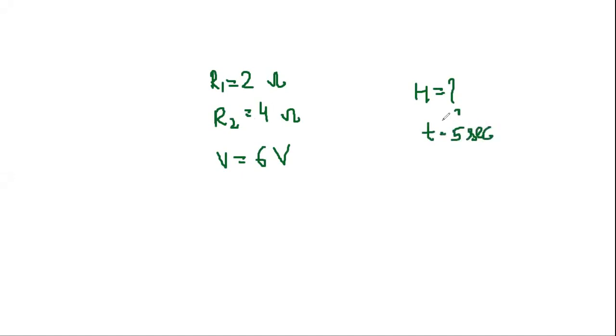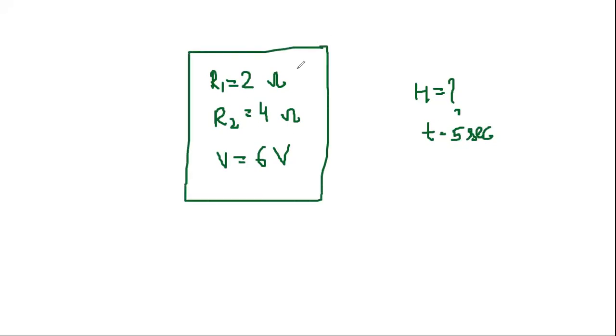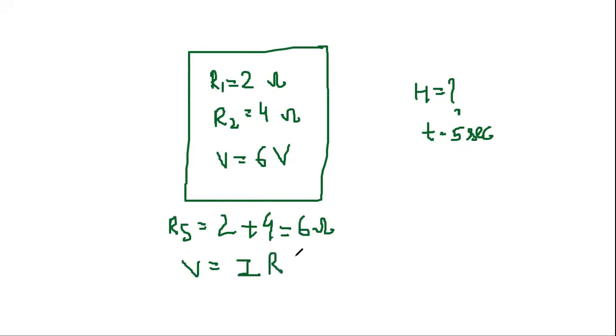First, we have to find the value of current. What was the value of current in the circuit? So how will it come? As both the resistors are connected in series, the total resistance in series is equal to 2 plus 4, that is 6 ohm. Okay, so as we know that V is equal to IR, potential is equal to the product of current and resistance.